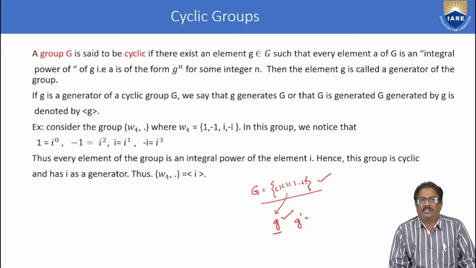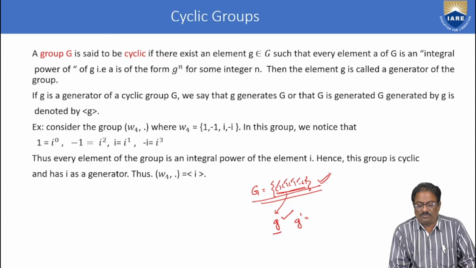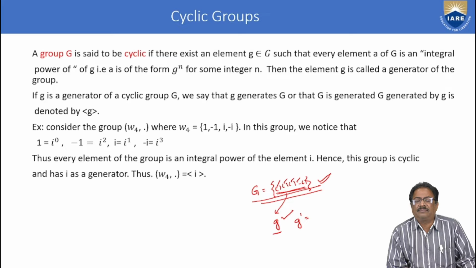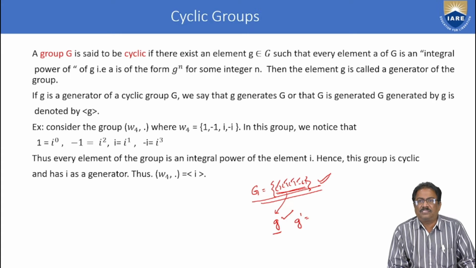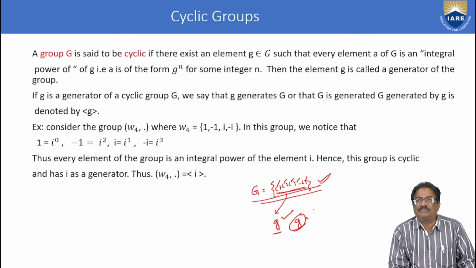Once again, I am just repeating. G is a group under some binary operation, and obviously it is a non-empty set. If each and every element in G can be represented as an integral power of some element in G, then such a group is known as a cyclic group. That element whose integral powers represent all the elements is known as a generator of the group.